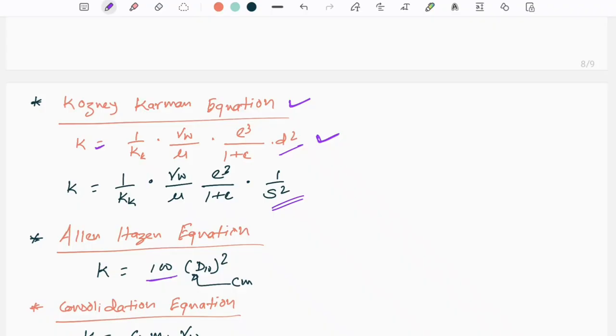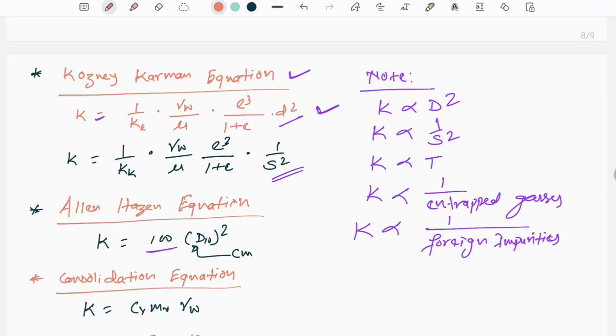permeability coefficient, and there is also a relationship developed between the coefficient of permeability and other things. So from this empirical relation you can find that K is directly proportional to the square of the diameter, inversely proportional to the square of the shape factor, K is directly proportional to temperature, K is inversely proportional to entrapped gases, and K is inversely proportional to foreign impurities.